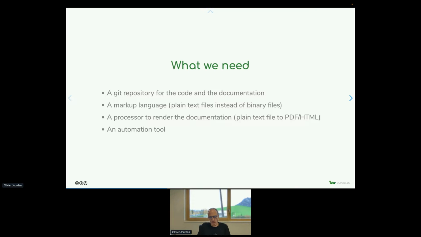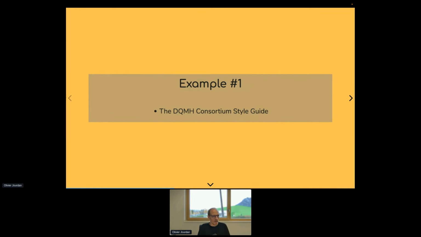So now almost all the rest of the presentation is going to talk about two examples. These two examples are from open source projects, so you can have the source of the documentation I'm going to talk about. And this presentation is also available as open source content. The first example I want to talk about is the DQMH Consortium Style Guide.